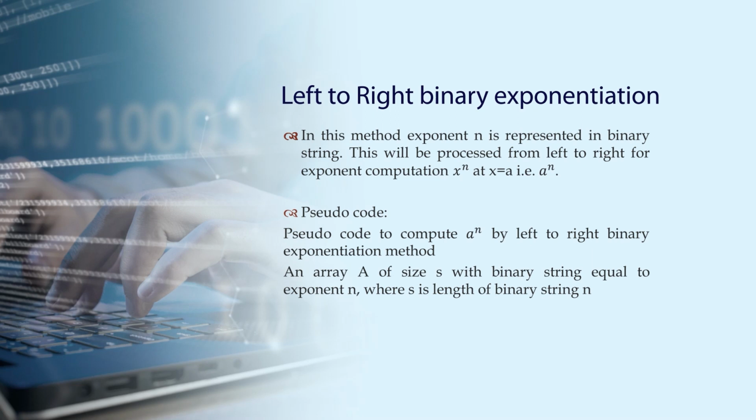So, what will be the pseudo code? Pseudo code to compute a to the power n by the left to right binary exponentiation method. First, an array A of size s, with the binary string equal to exponent n, where s is the length of the binary string. If I say n equal to any number, that will be converted into binary, and the number of binary digits will be the size s.